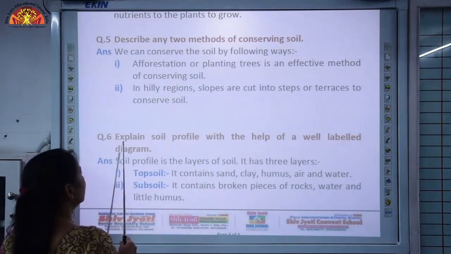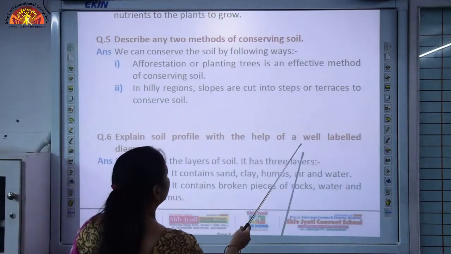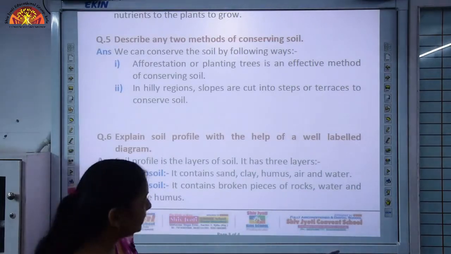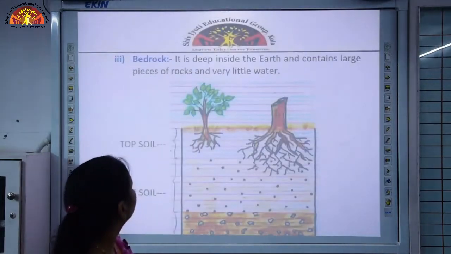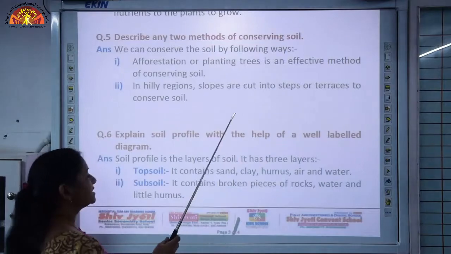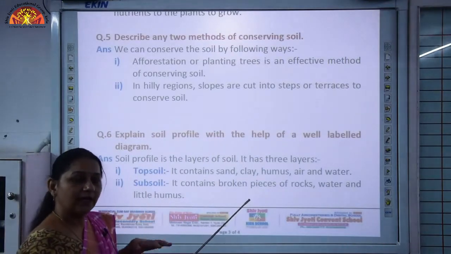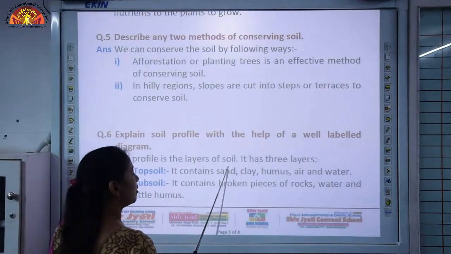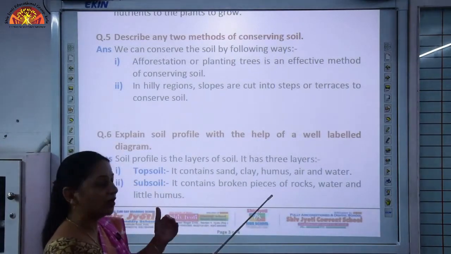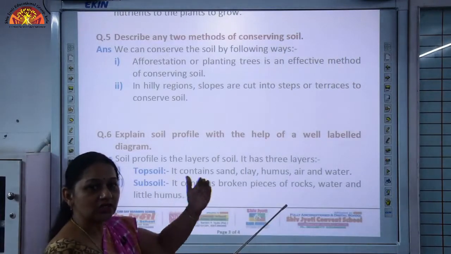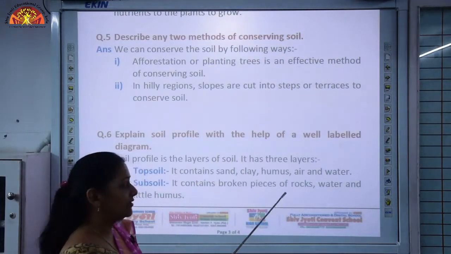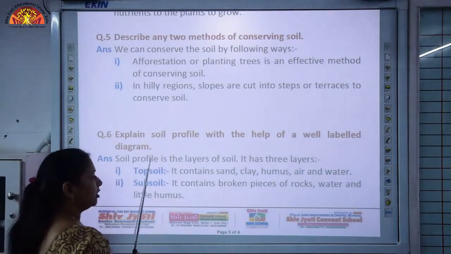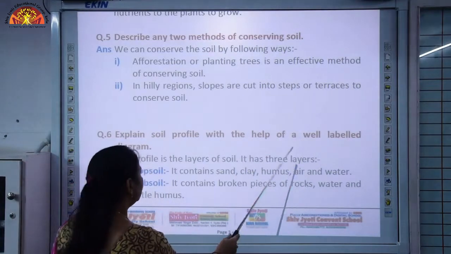Then the sixth one, explain soil profile with the help of a well labeled diagram. You are going to first explain the soil profile, means we are going to explain the layers and then we will draw the diagram. Soil profile is the layers of soil, means we have soil in 3 layers, that is topsoil, subsoil and bedrock. So these 3 layers are called the soil profile.